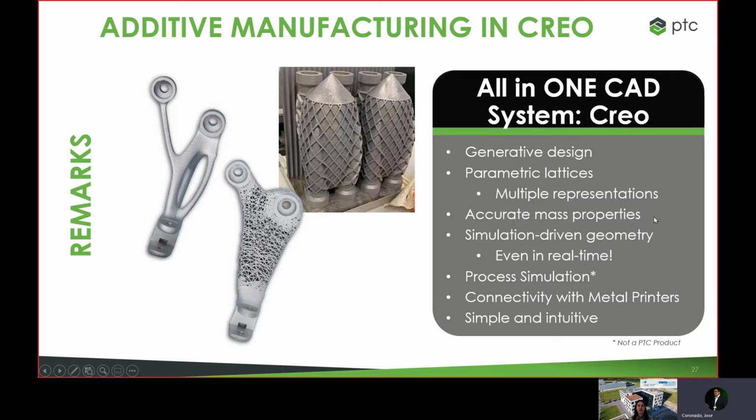You can calculate accurate mass properties from all the geometries. We have simulation-driven geometry, process simulation with Amphyon. For connectivity, here we explored using CLI files, but we have other ways to transfer the Creo model to printers, including 3MF and others. And our goal is always to have a simple and intuitive UI which is familiar to all Creo users.